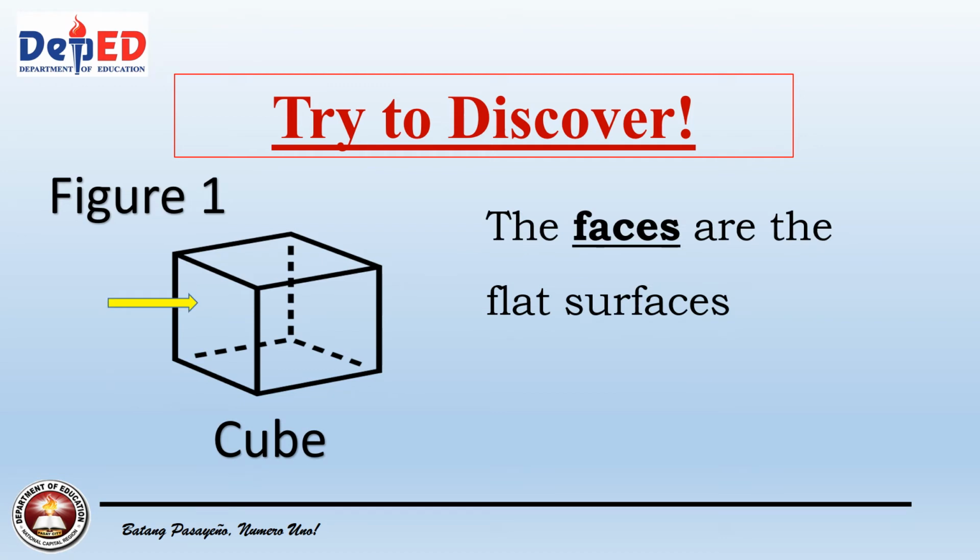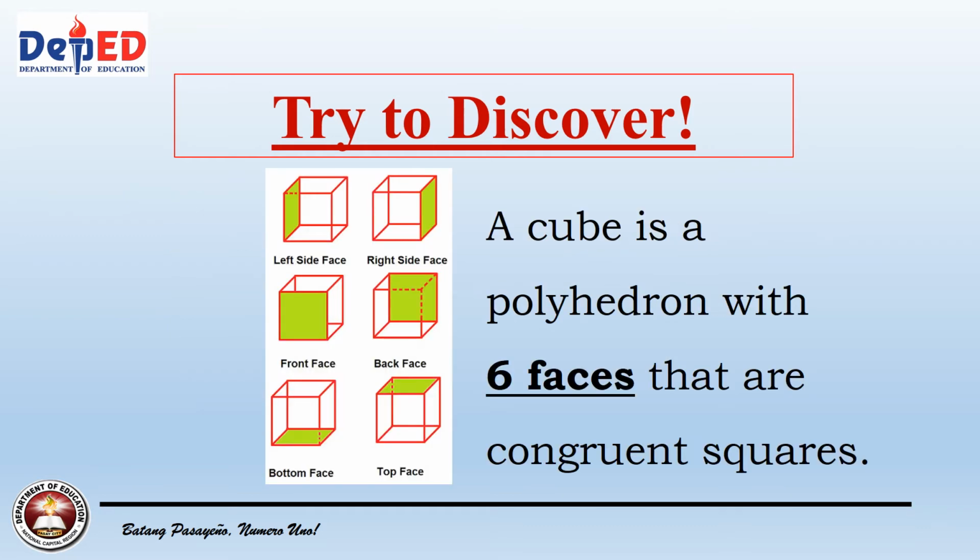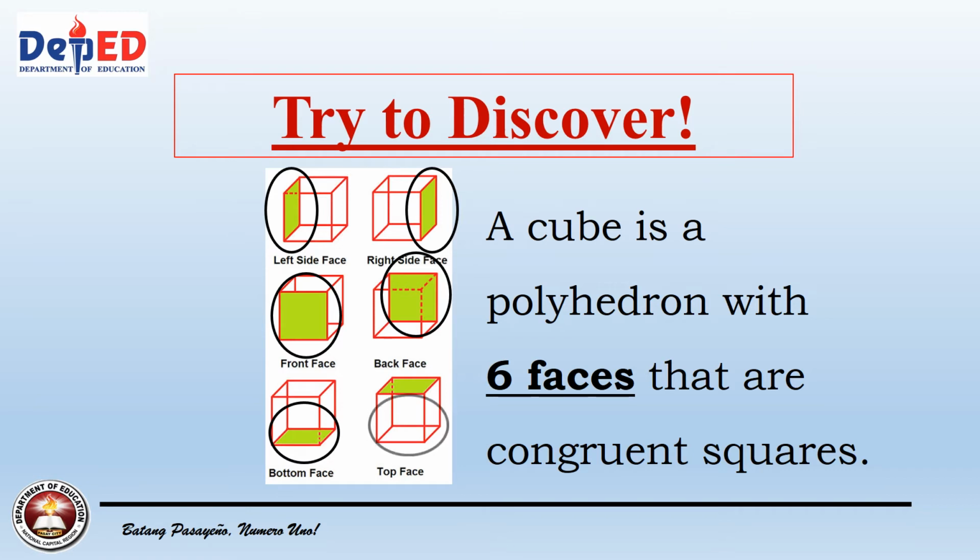The yellow arrow points to one of the faces of a cube. The faces are the flat surfaces. These are the faces of the cube: the left side face, the right side face, the front face, the back face, the bottom face, and the top face.